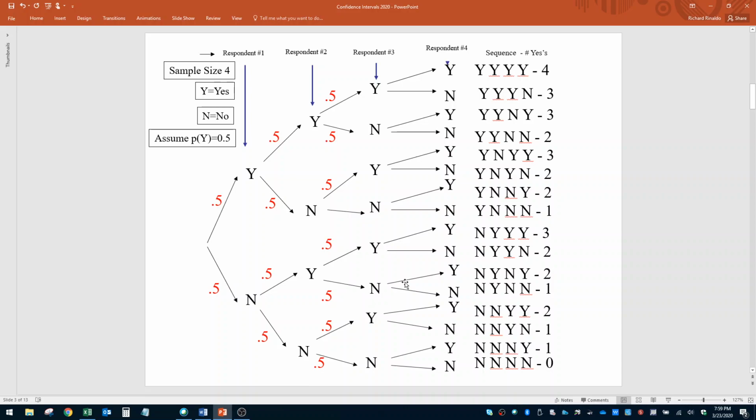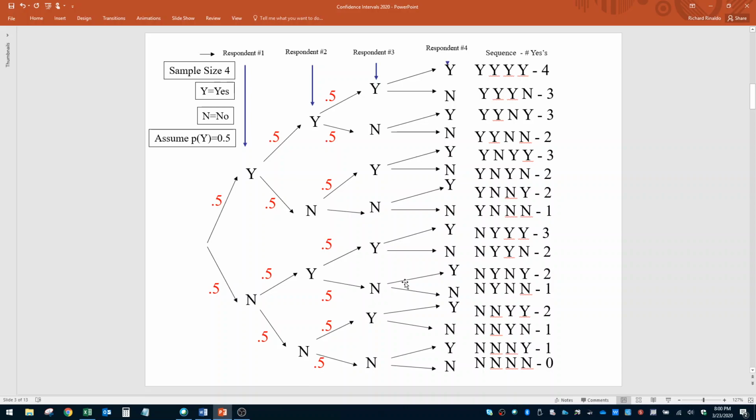Let's look at a sample size of 4. I'm going to have 4 respondents, and I'm going to ask the respondents, are you going to vote for Trump in the next U.S. presidential election? Yes or no? And the respondents are registered voters, randomly sampled. So I ask the first person, are you going to vote for Trump? And they say yes or no.